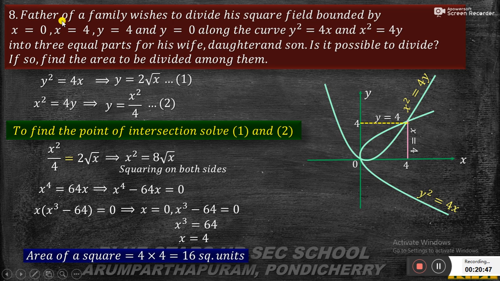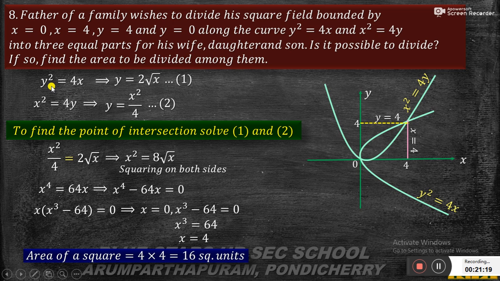That means the father decided to divide his field into equal parts, for his wife, daughter and son. So is it possible to divide? Then they ask the question, is it possible to divide into 3 parts? And next, if so, find the area to be divided among them. So find the area, that means the area for each of the persons, that is wife, daughter and son.